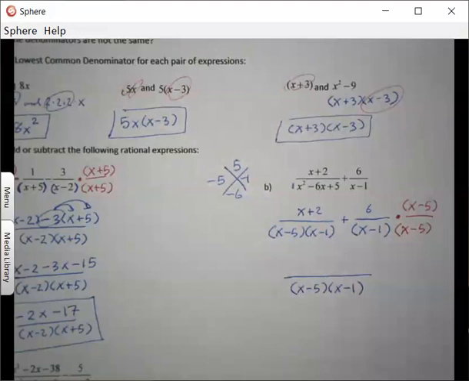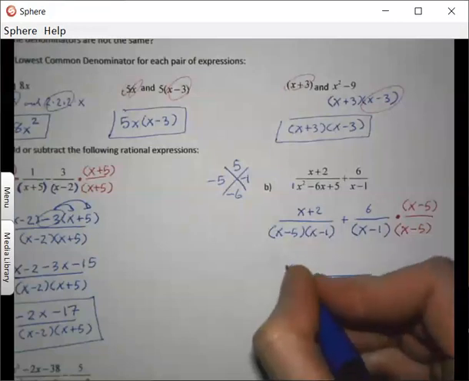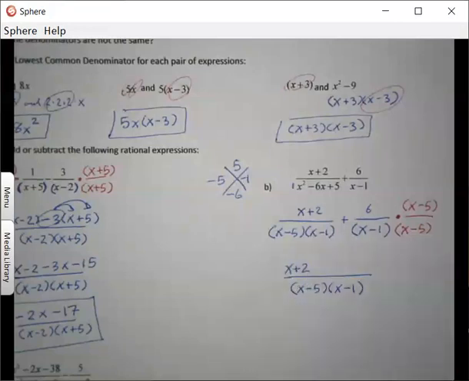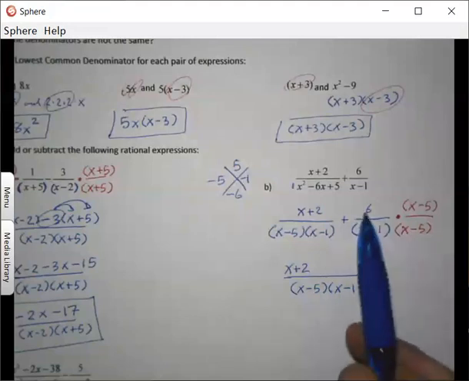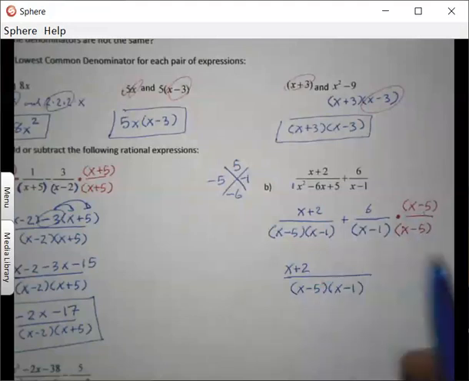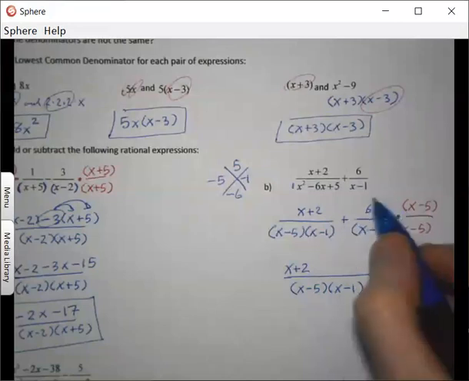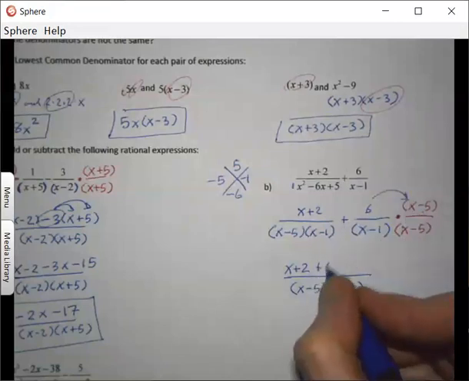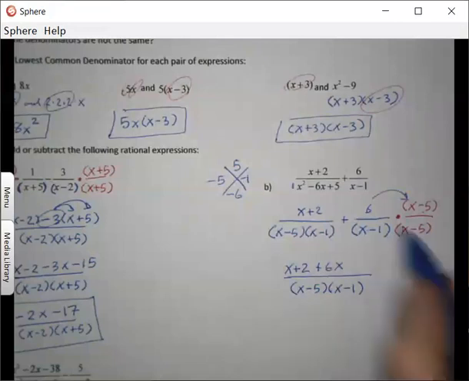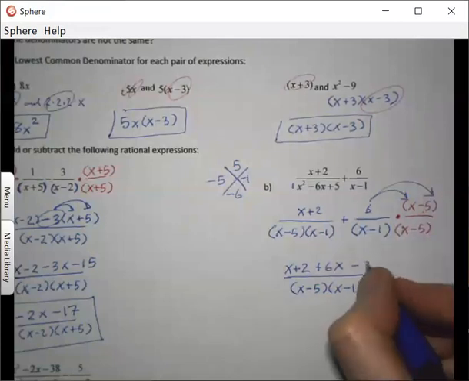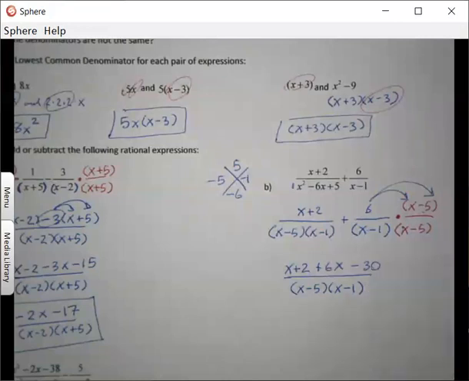So now I can add across the top, x plus 2. Now I'm going to do two steps at once. I'm going to distribute this and then add it here. So I'm going to say plus 6x minus 30. Combine like terms.